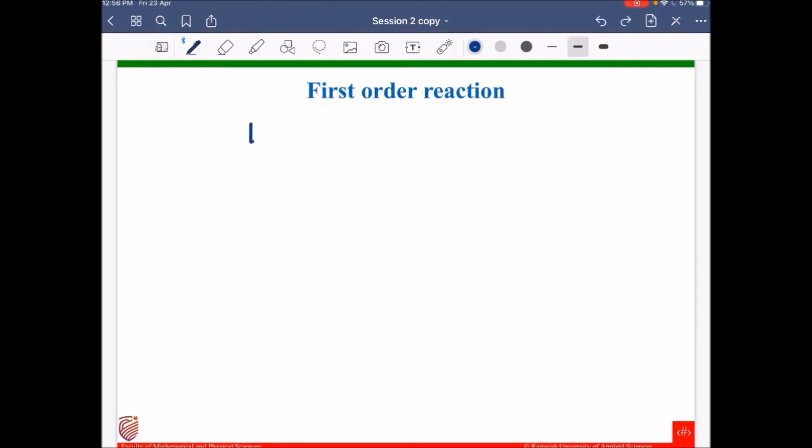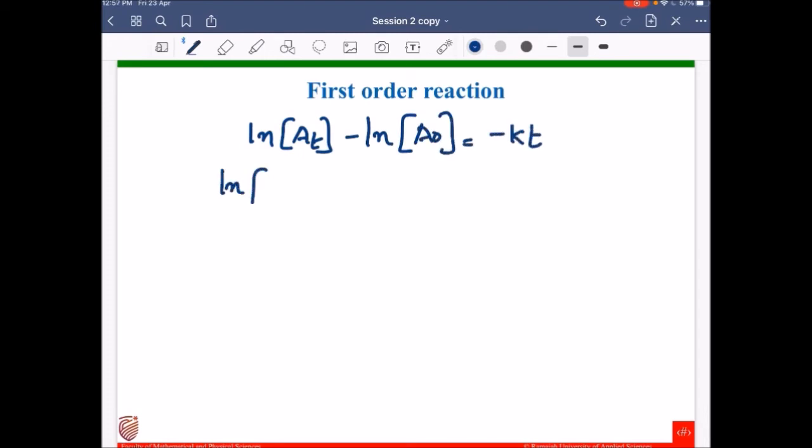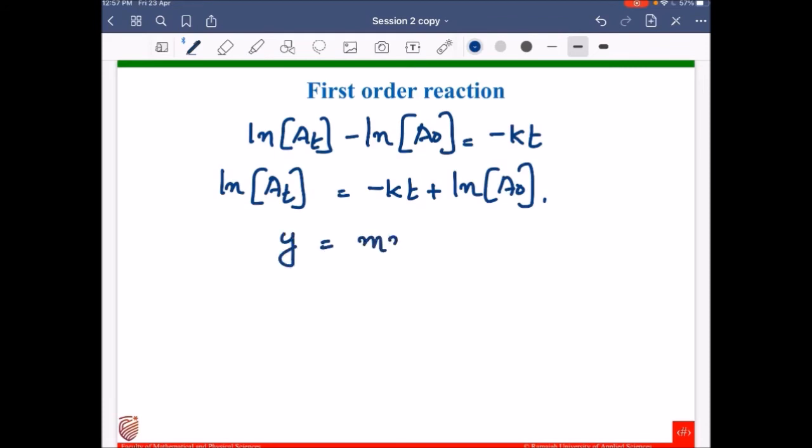The first order equation we can write like this: ln of At minus ln A0 equal to minus kt. I am rearranging this equation: ln of At equal to minus kt plus ln A0. A0 is a constant for this reaction. So we can write this equation as y equal to mx plus c. In this form, this is an equation for a straight line.